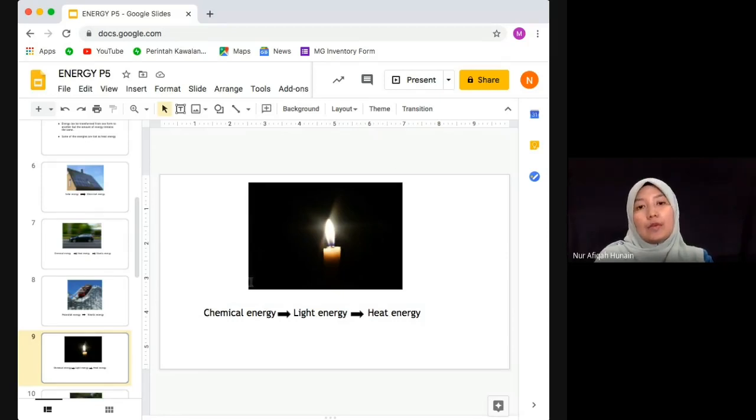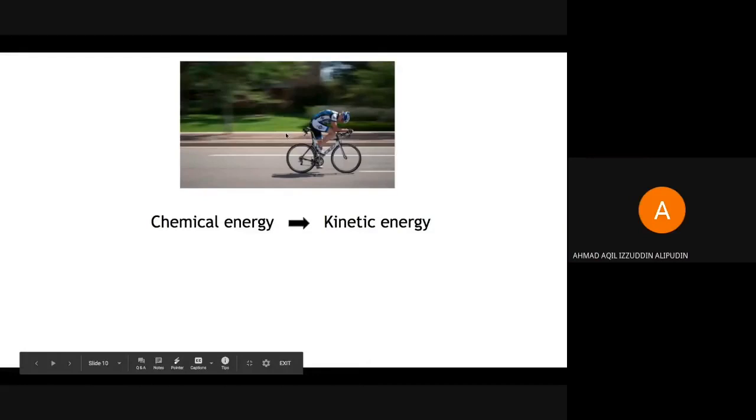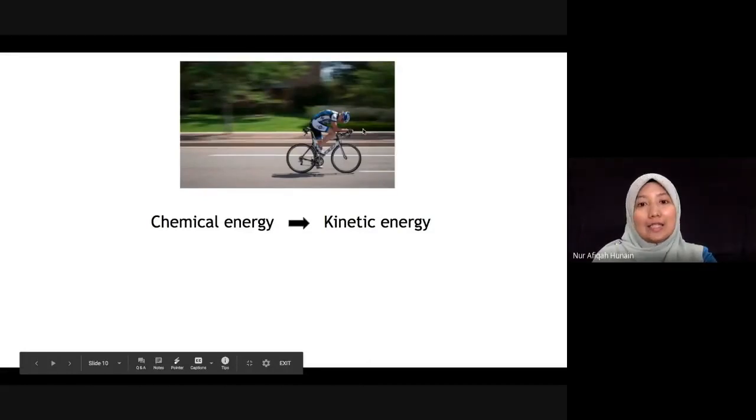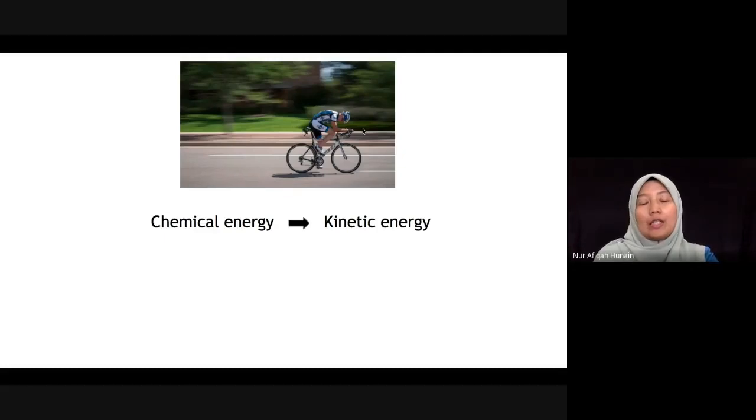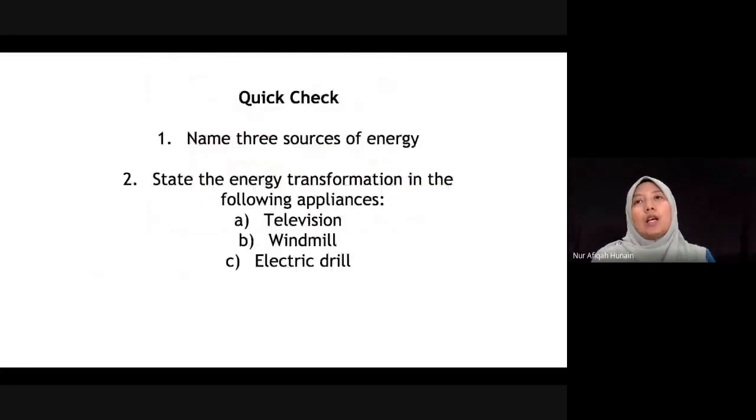Okay, it's okay, I'll check this one again. But this is the process of how energy transforms. Don't worry, it's still the same. Next, food. Cycling is a kind of exercise. So you eat food, and the energy you gain from the food is used when you cycle. You keep cycling and later the bicycle will move and it transforms to kinetic energy. Next, the fifth picture.